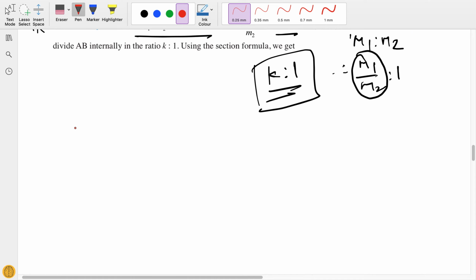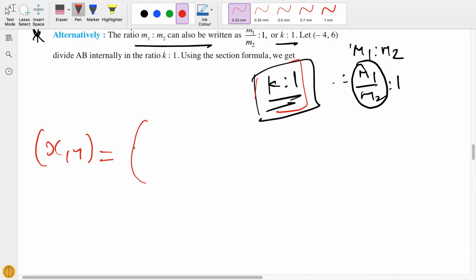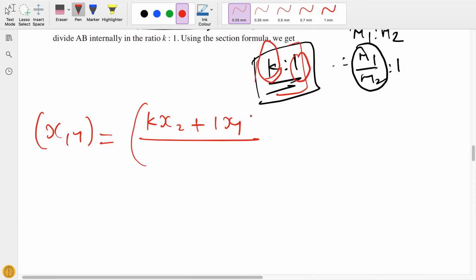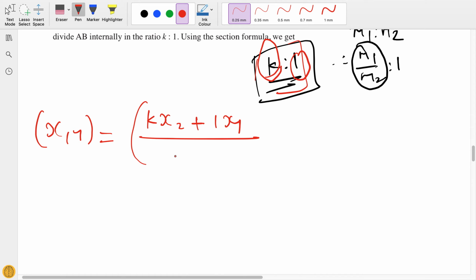So what will be the formula? The formula will be x comma y equals m1 x2 plus m2 x1, but now our ratio is k to 1, so the formula will be k x2 plus 1 x1. Did you guys get it? This is m1, this is m2, so m1 x2 plus m2 x1. When instead of m1 and m2 we write k and 1, we get k x2 plus 1 x1 upon k plus 1, and k y2 plus 1 y1 upon k plus 1.